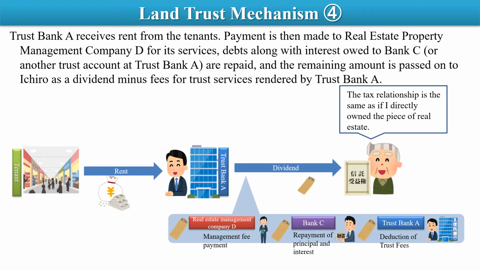Debts along with interest owed to Bank C or another trust account at Trust Bank A are repaid, and then the remaining amount is passed on to Ichiro as a dividend, minus fees for trust services rendered by Trust Bank A. For tax purposes, in this case the dividends received by Ichiro are treated in the same manner as if they were received as a direct result of ownership of the building.